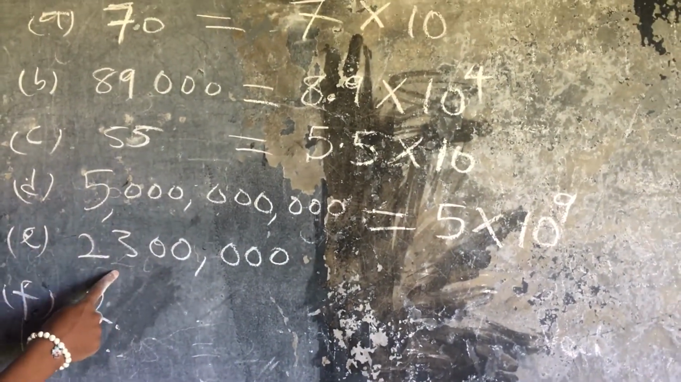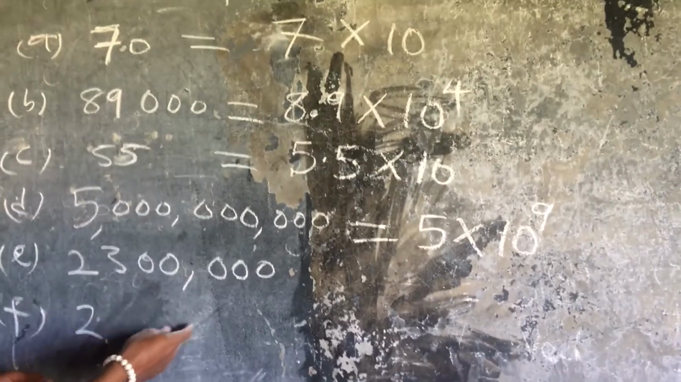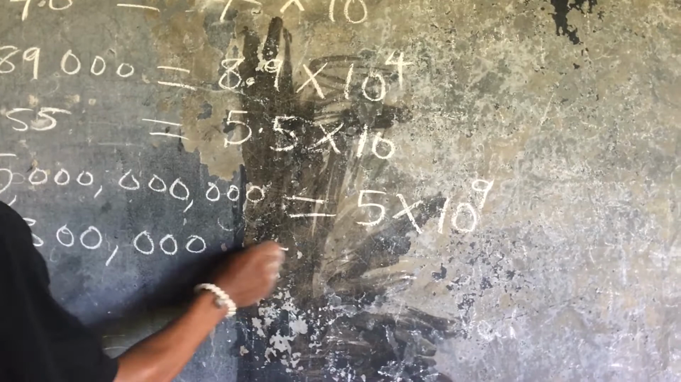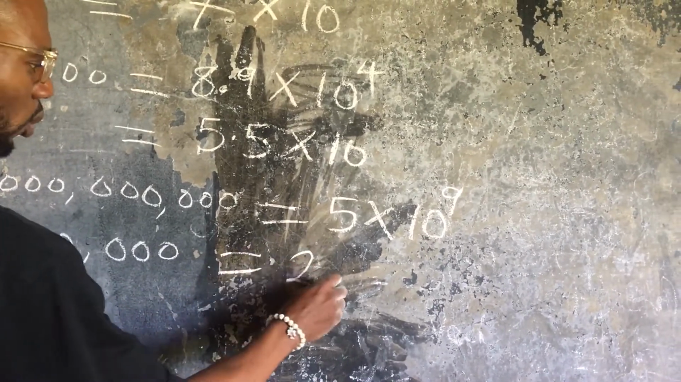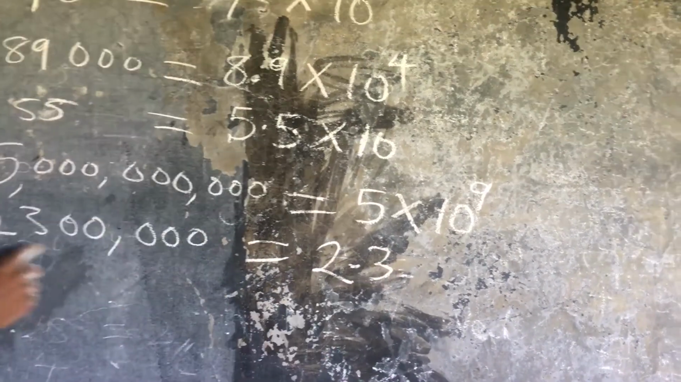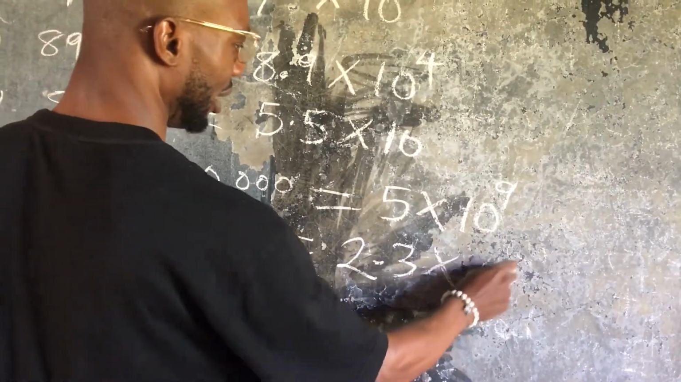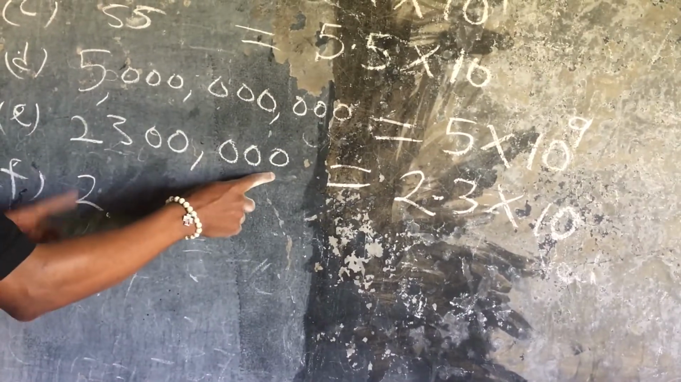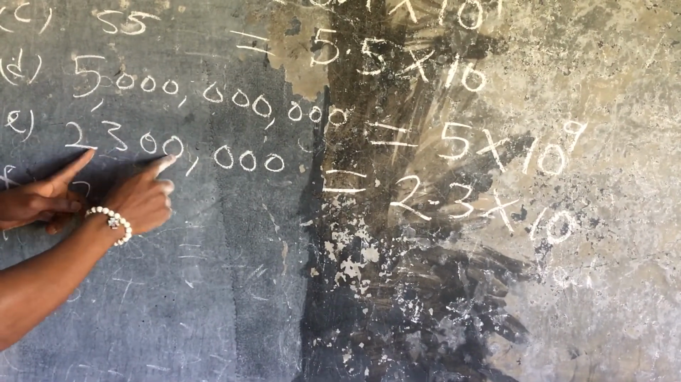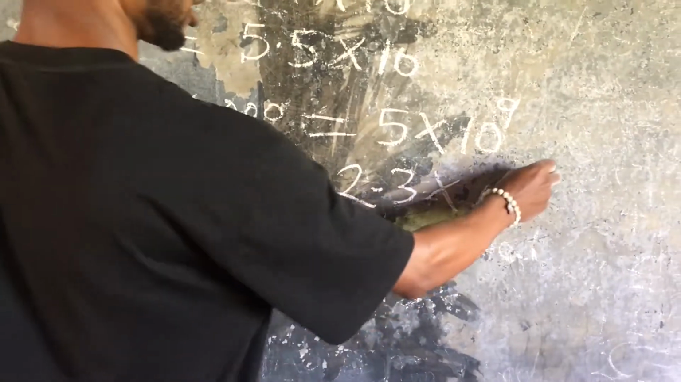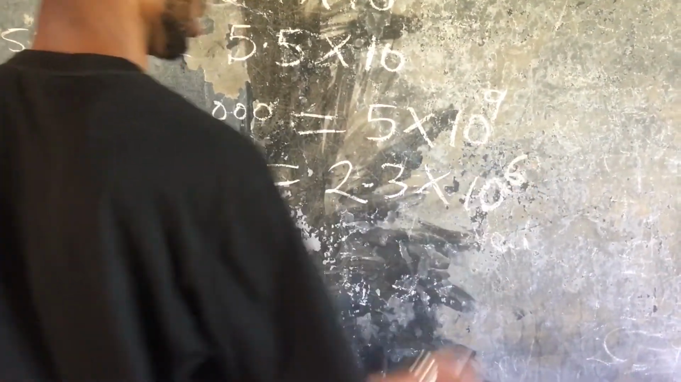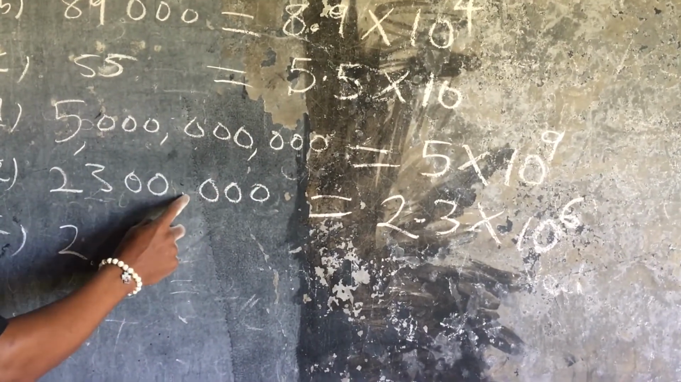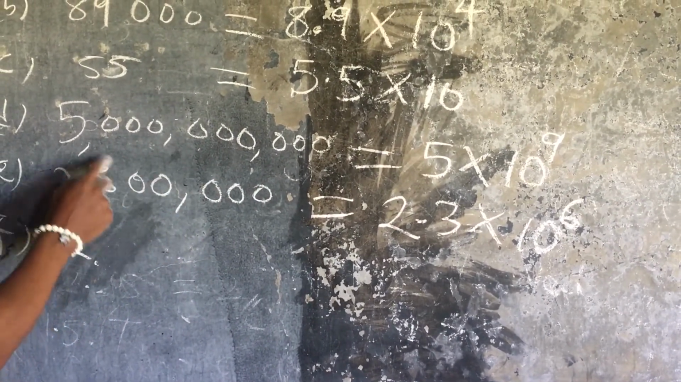And then this one is 2.3 million, right? 2,300,000. So we just say 2.3, times 10. And then we count how many digits are after the 2: 1, 2, 3, 4, 5, 6. They say raised to power 6. That's how many times our point will move: 1, 2, 3, 4, 5, 6.